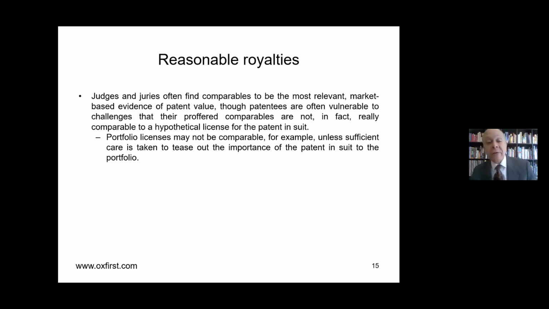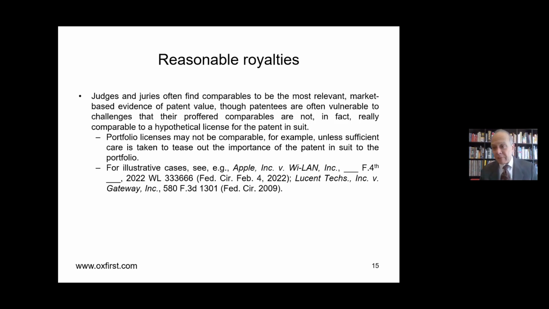And so unless sufficient care is taken to try to tease out the importance of the individual patent in suit in the context of this larger portfolio, there may be some vulnerability in terms of having that comparable used, in terms of having it be considered a reliable indicator of what a hypothetical royalty would be for the patent in suit. So we saw this just very recently, just a few weeks ago, in the Federal Circuit's decision in Apple versus Wyland. If you want to see some analysis of that, I had a discussion of that on my blog just a couple of weeks ago.